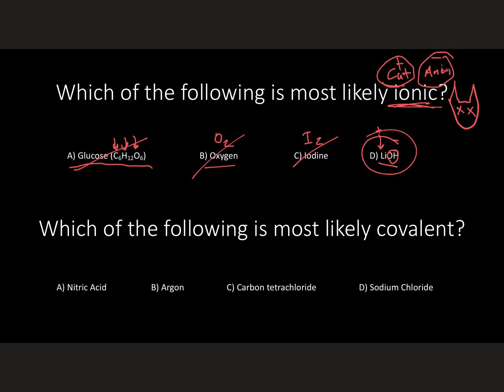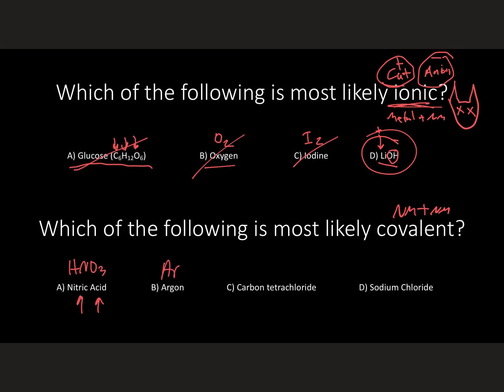Which of the following is most likely covalent? Now we're dealing with a non-metal plus a non-metal. Up here we were dealing with a metal plus a non-metal for ionic; for covalent, non-metal and non-metal. Nitric acid. Okay, so nitric acid.